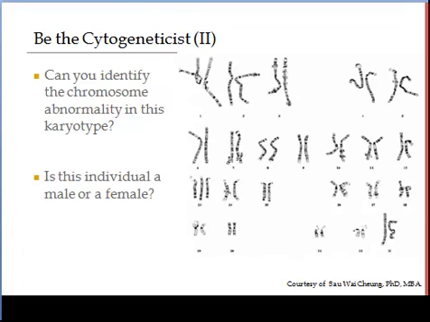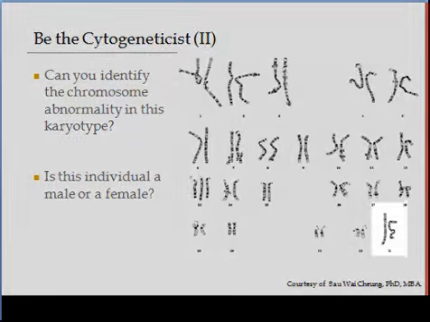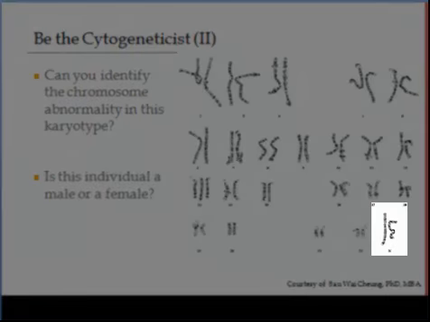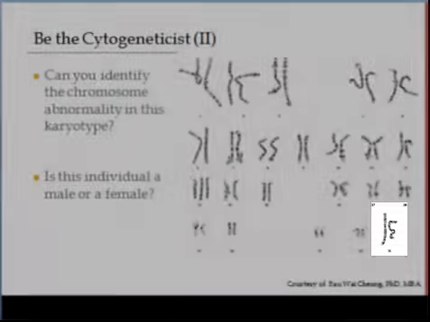And lastly, can you figure out again, is this individual a male or a female? And can you identify the abnormality in the karyotype? In this case, you should have picked out that the individual is again a female, noting 2 X chromosomes and the lack of a Y chromosome.